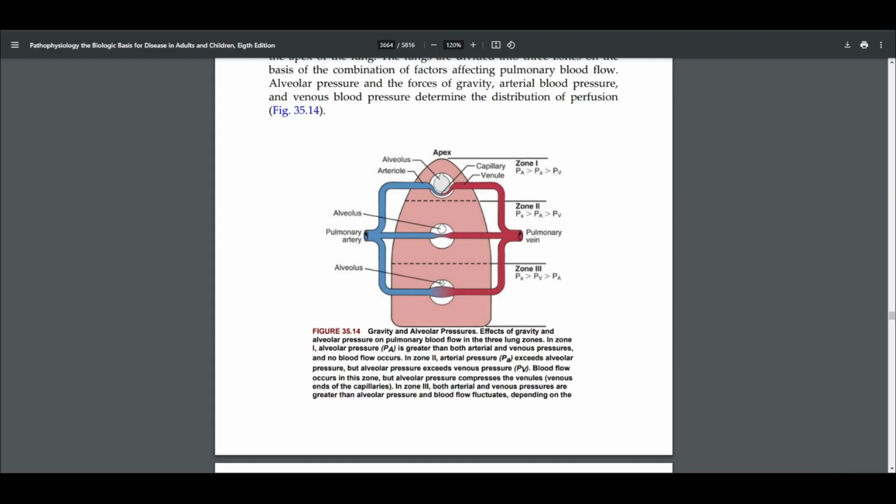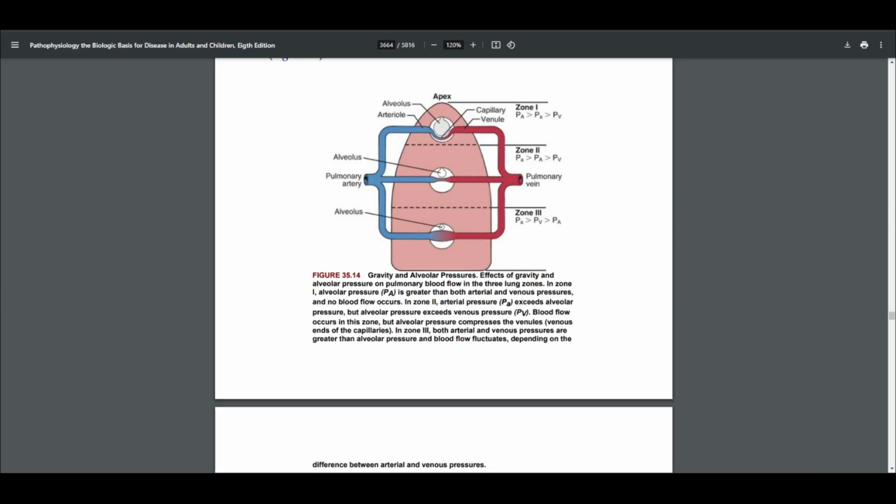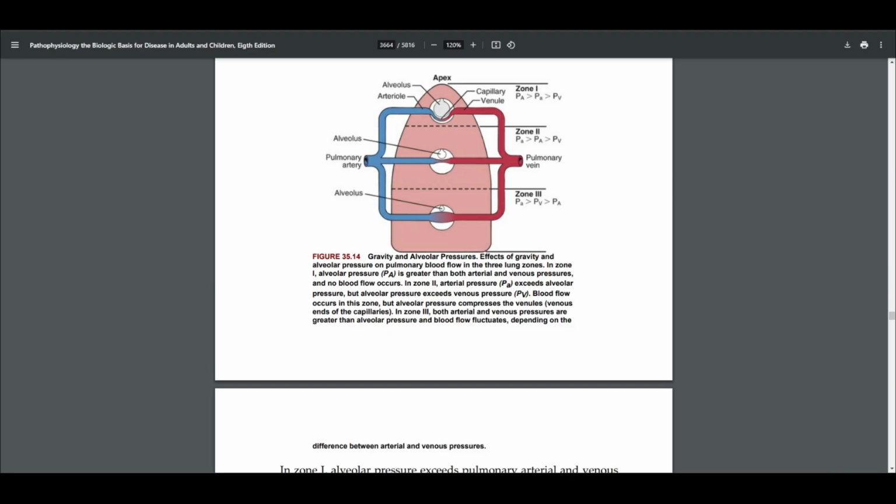In zone 1, alveolar pressure, your PA, is greater than the arterial and venous blood pressure, and no blood flow occurs. In zone 2, however, arterial blood pressure, Pa, exceeds alveolar pressure, but alveolar pressure exceeds venous pressure. Blood flow occurs in this zone, but the alveolar pressure compresses the venules. In zone 3, both arterial and venous pressure are greater than alveolar pressure, and blood flow fluctuates depending on the difference between the arterial and venous pressure.